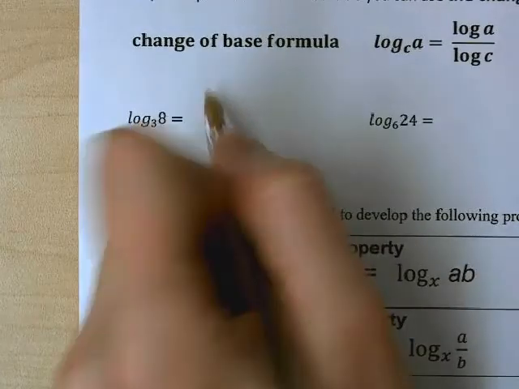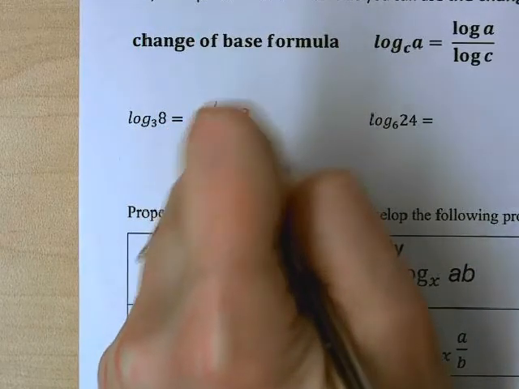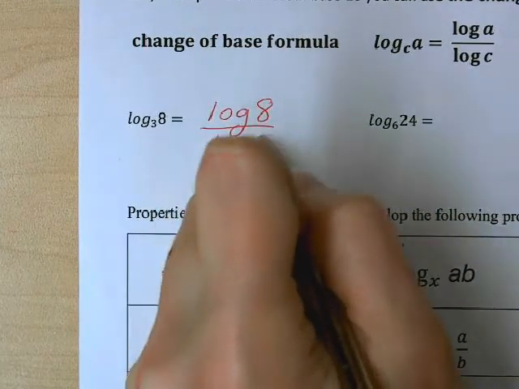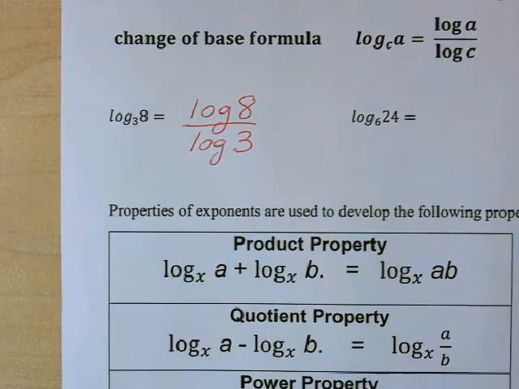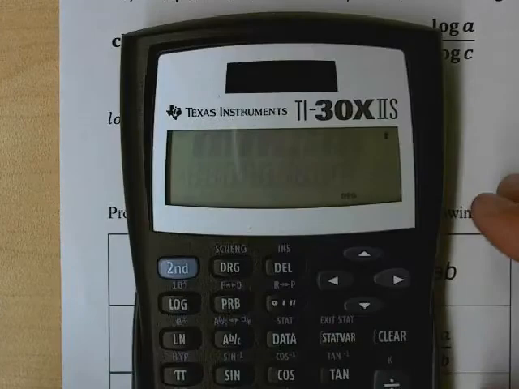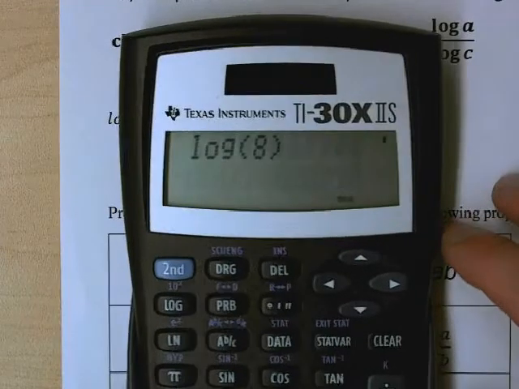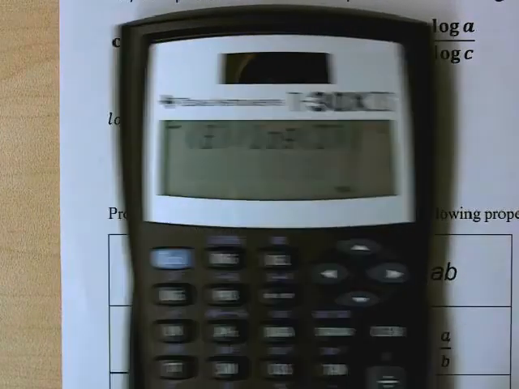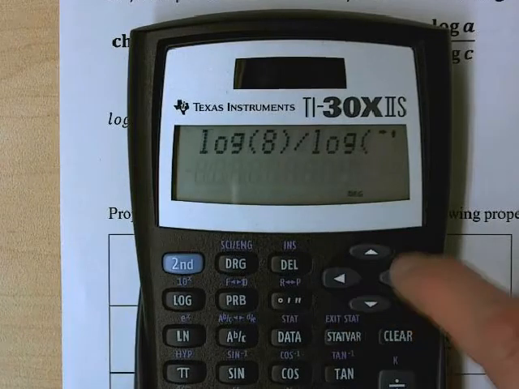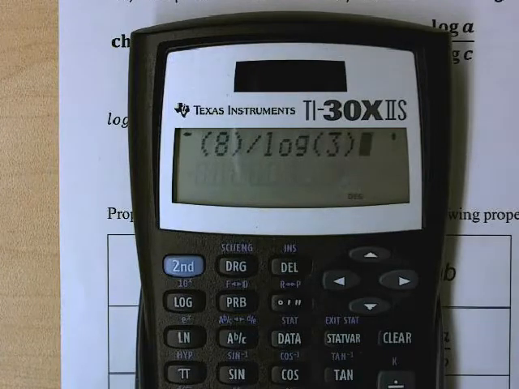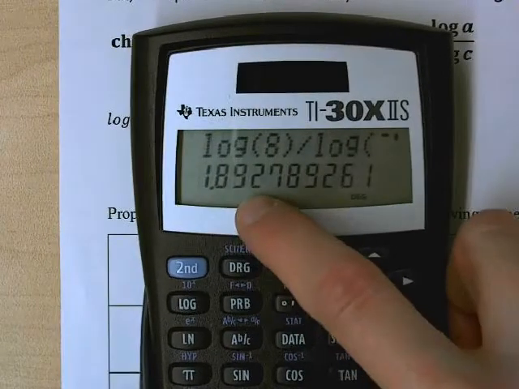So what you do is called a change of base formula. You go log of 8, the big number, over log of 3. And then you grab a calculator and type that in, log of 8 divided by log 3. Because on the calculator, there's a common log key. So I just type log of 8, close the parentheses, divided by log 3. This time you have to use a calculator, because there's not a nice whole number that 3 can be raised to. So you type that in, and it's 1.89.